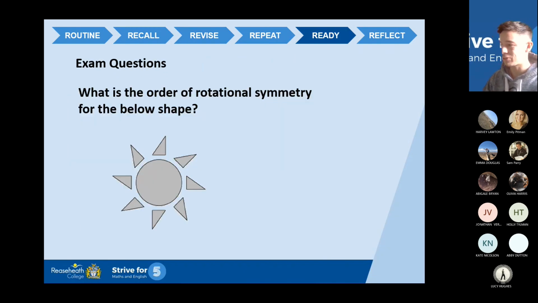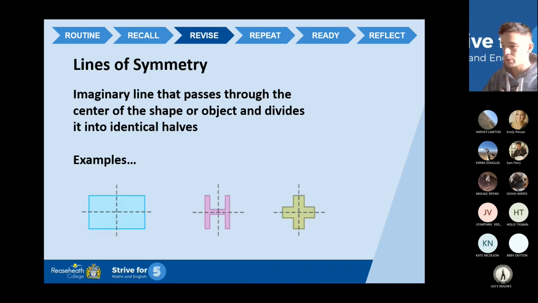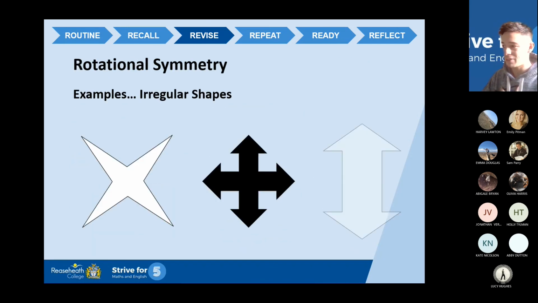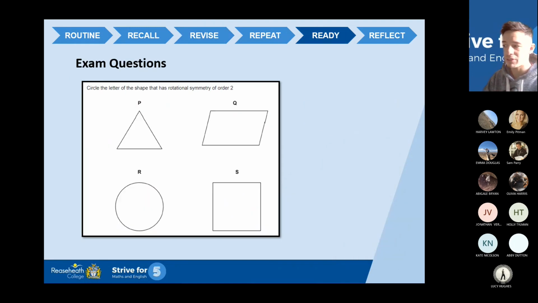Okay? So just a quick recap on what we've done today. Let me go straight back to the start. We looked at lines of symmetry and rotational symmetry. We've also looked at the quadrilaterals, which we have here. And then we also looked at doing some circle terminology, exploring the differences, and then also looking at vectors. So a bit of everything today.